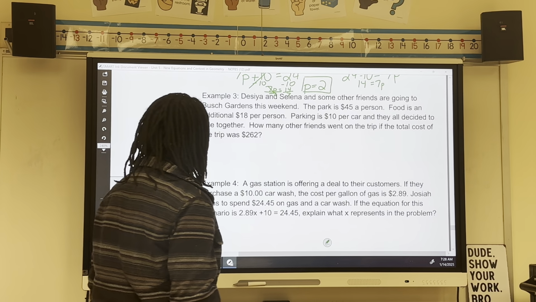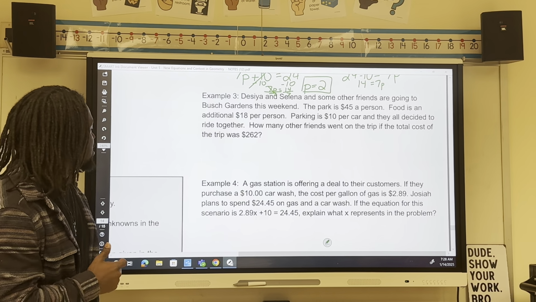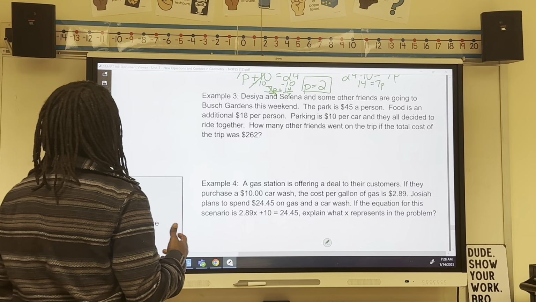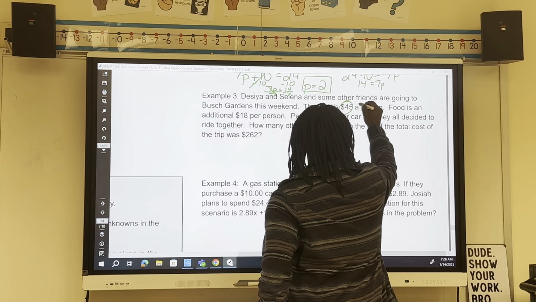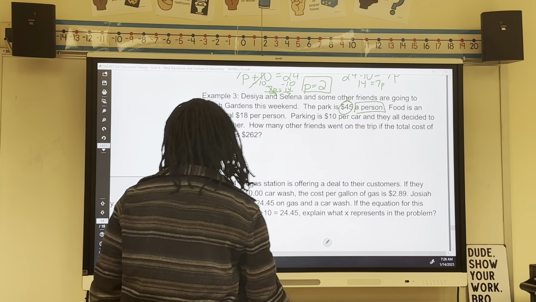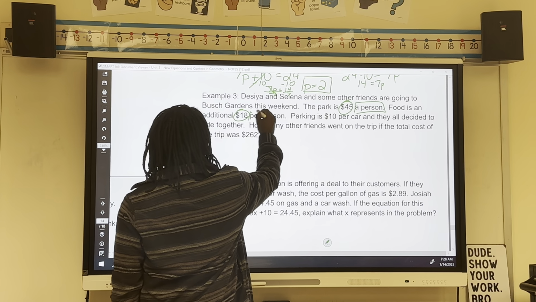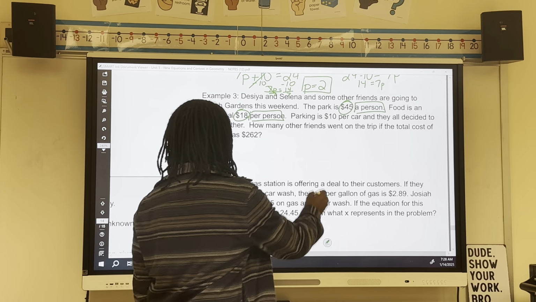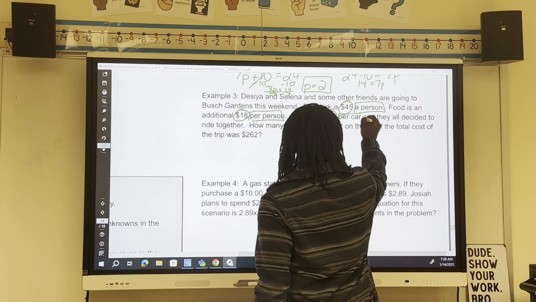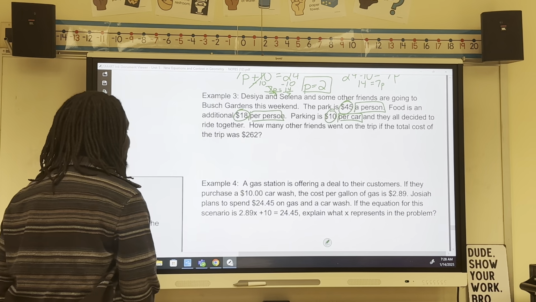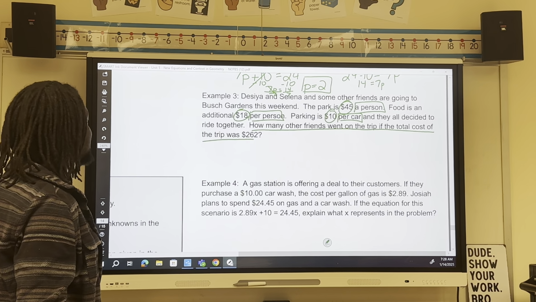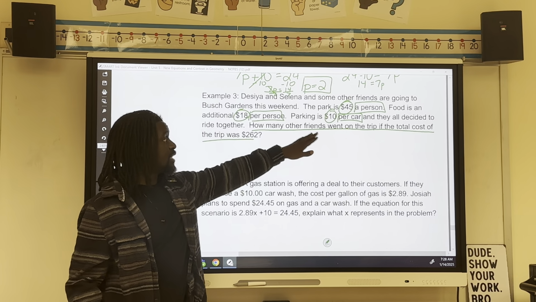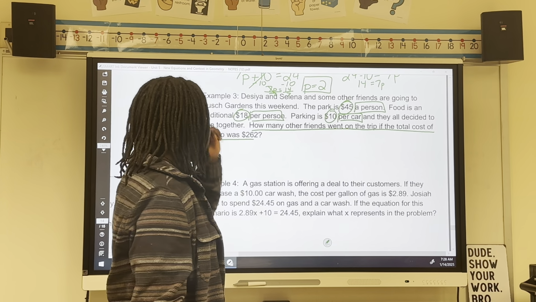All right, Desaya and Selena, shout out to my former students that are now freshmen in high school. And some of their other friends are going to Busch Gardens this weekend. The park is $45 a person. Okay, so $45 a person. Food is an additional $18 per person. Okay, parking is $10 per car, and they all decide to ride together. Question: how many friends went to the trip if the total cost was $262?